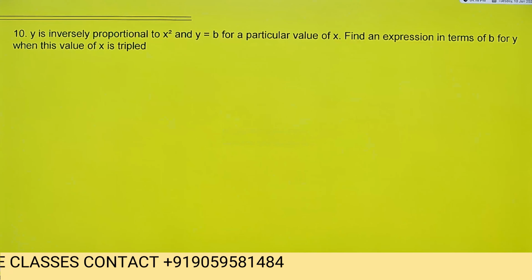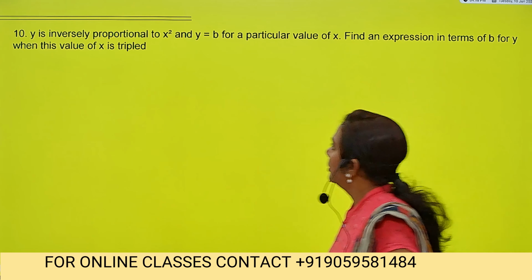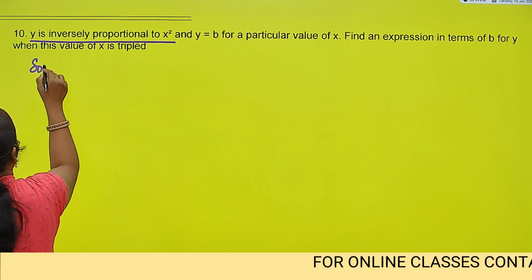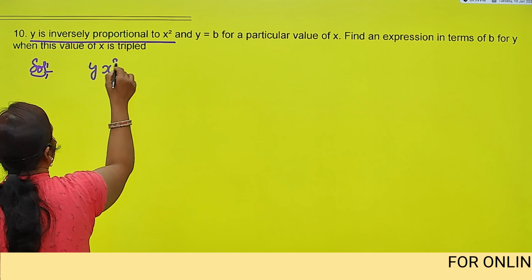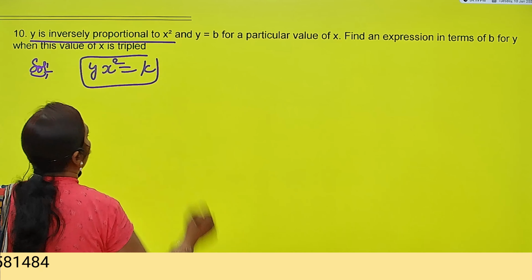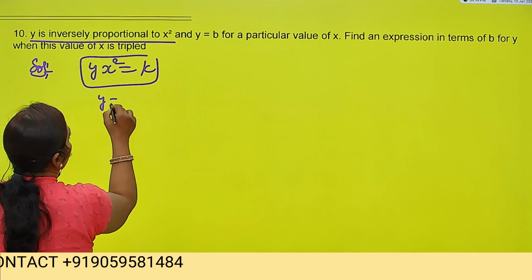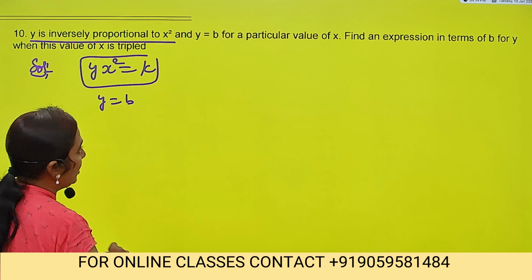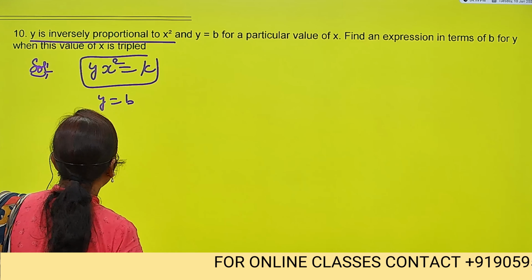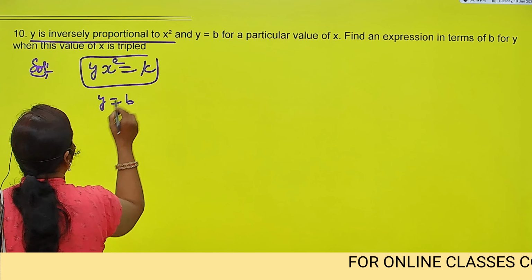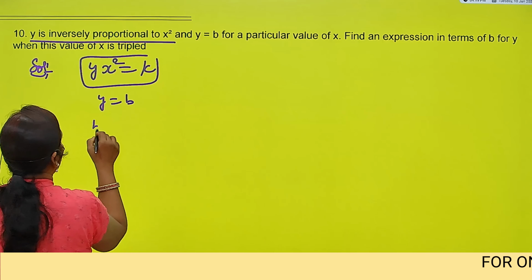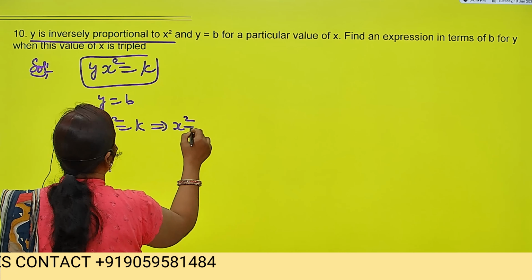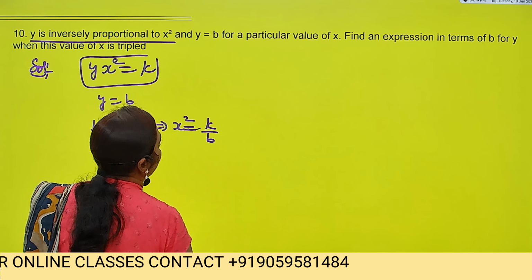Next question, 10th one. Y is inversely proportional to x square. What is that? y times x square equal to constant, and y equal to b for a particular value of x. Find an expression in terms of b for y. So b times x square equal to k. What is x square? k over b.